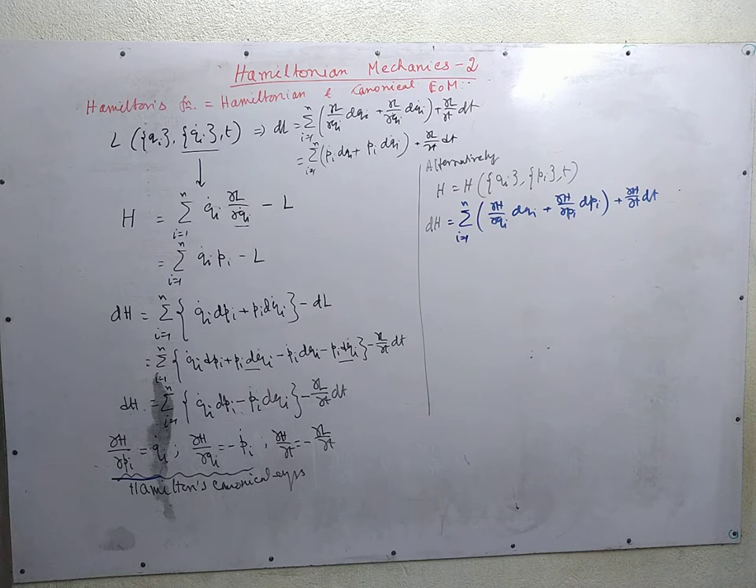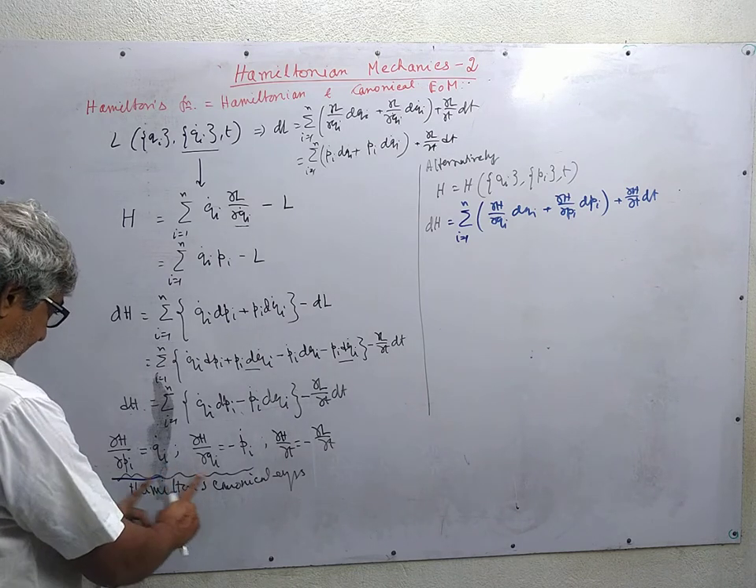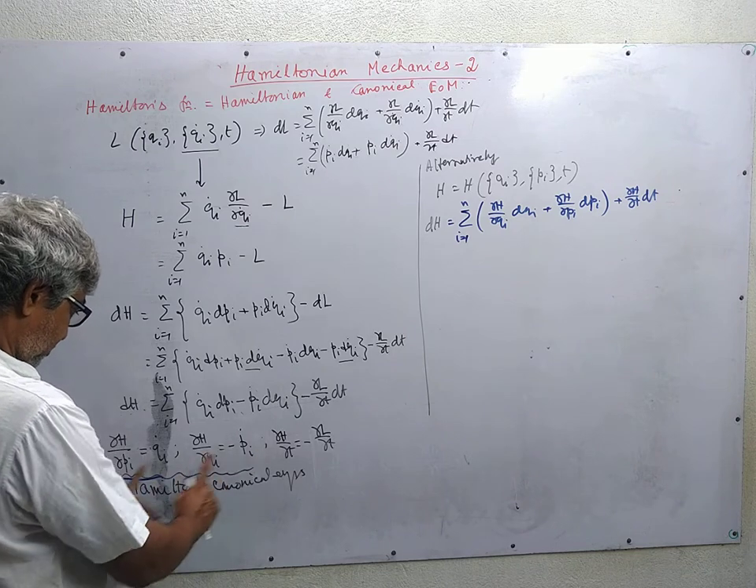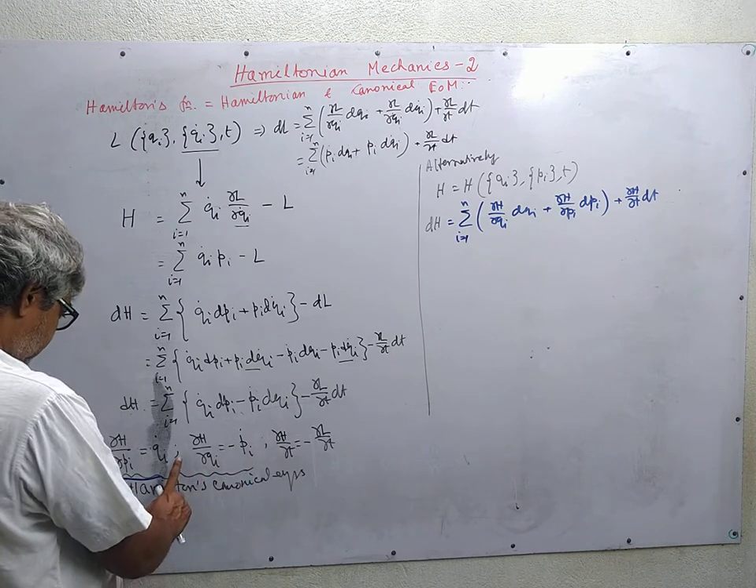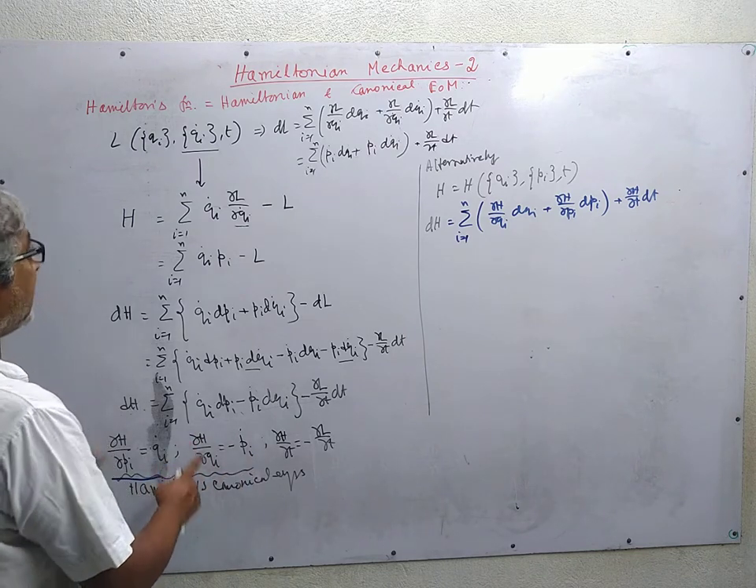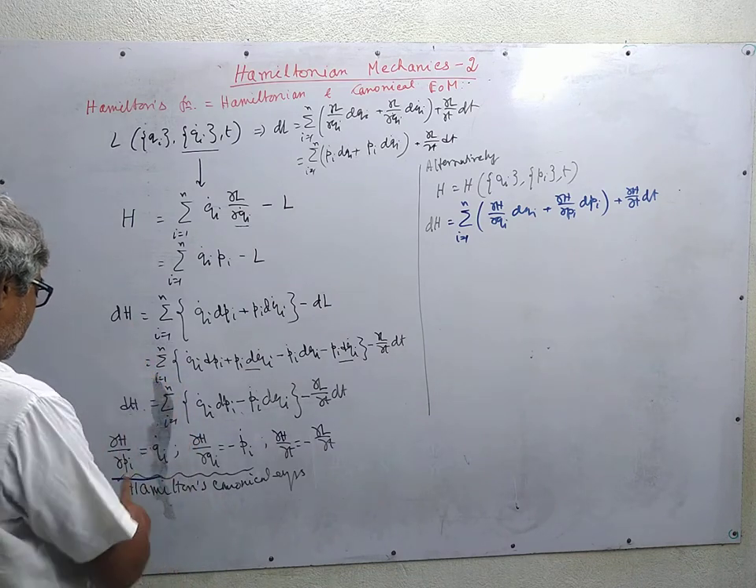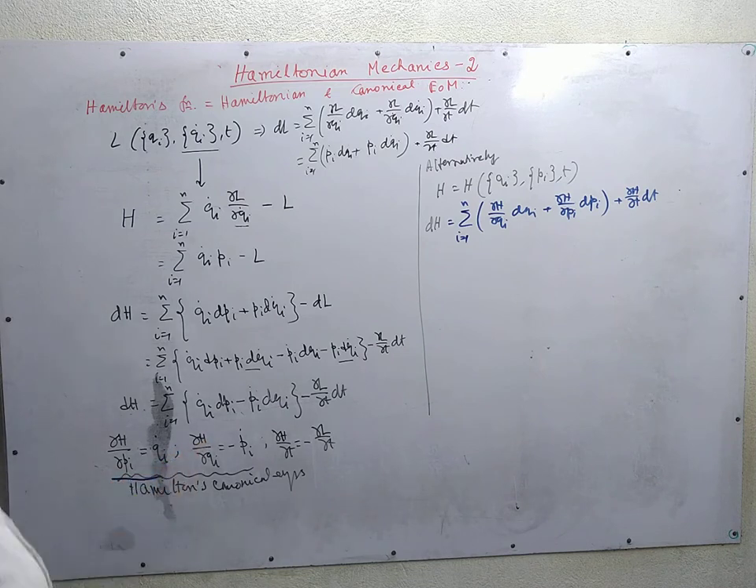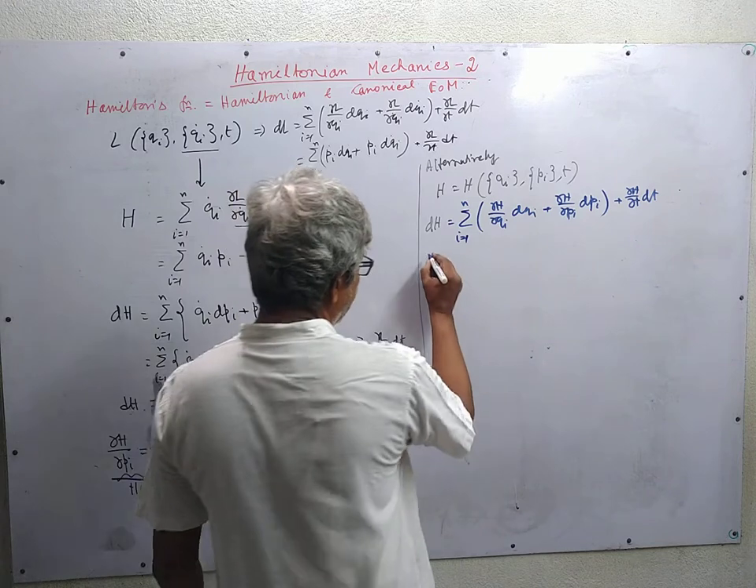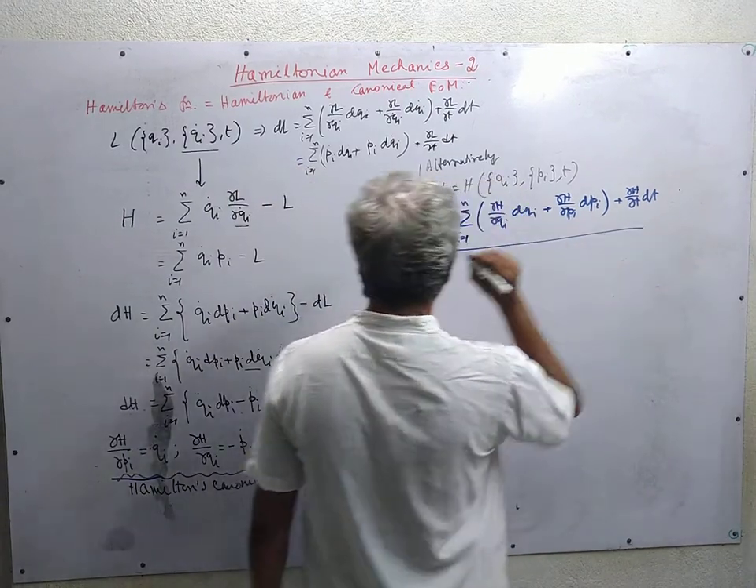There are n such equations and n such equations like this. In the original Euler-Lagrange equations, there were n second order differential equations. These are replaced by 2n first order differential equations. These equations may be solved to get information about the system. To proceed further, we first take a few examples.